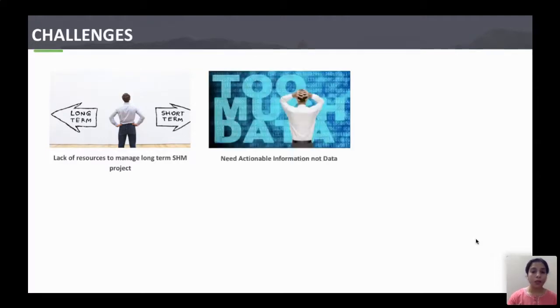Then we get huge data. Like I told you, an SHM expert needs to convert that huge data into useful information. You should have the capability of converting that data to useful information, where you just need alarming information. Okay, this is the time, this is not going in the right way. Now it requires some action.